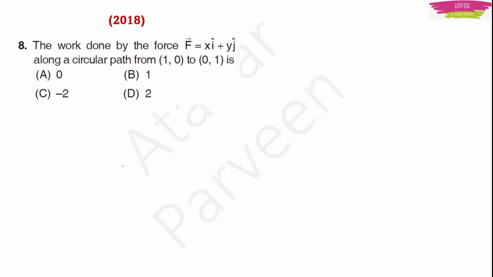Next question. It is asked in KSET 2018. The work done by the force F is x i plus y j along a circular path from (1, 0) to (0, 1) is. You have to find the work done, it seems.